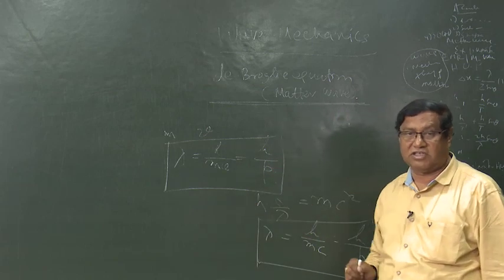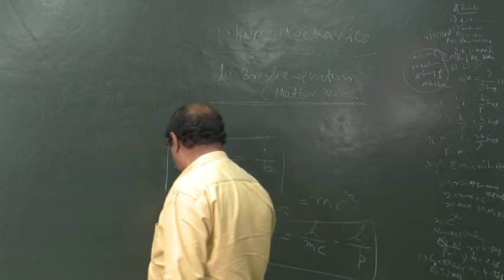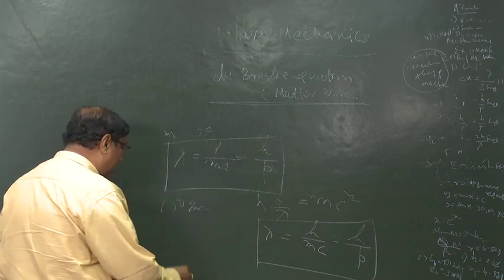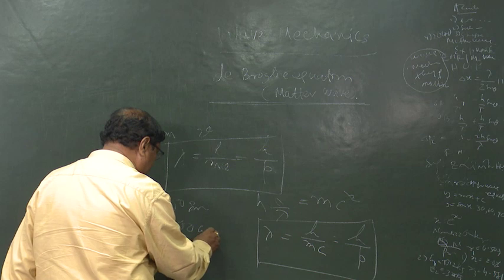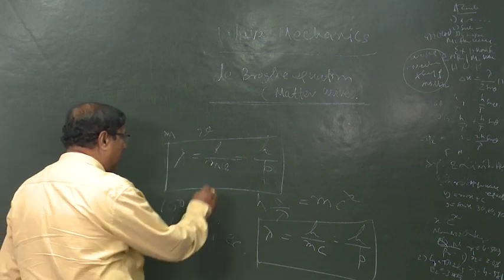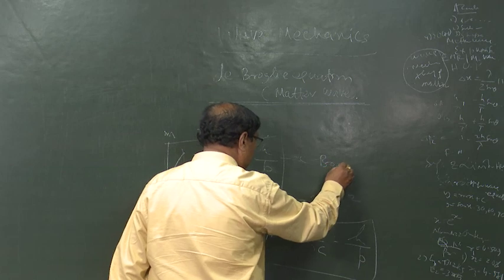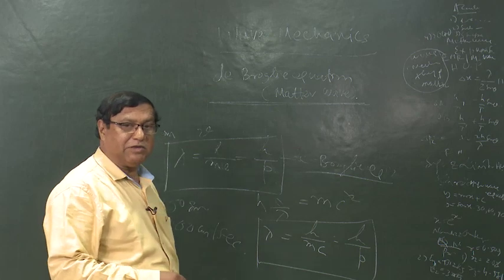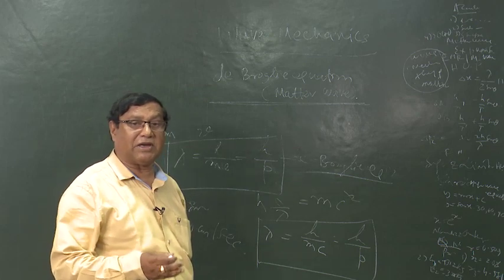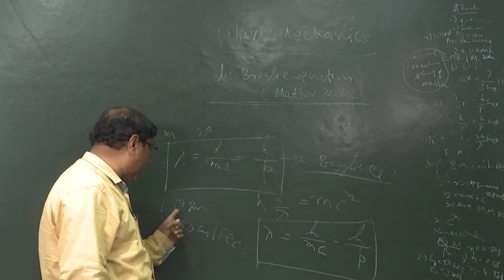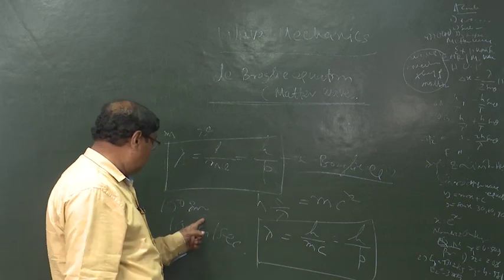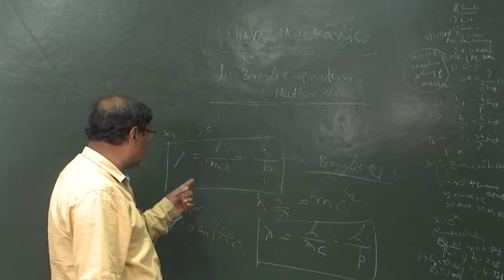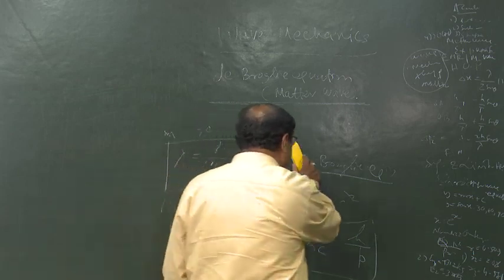For example, let us see a tennis ball. Suppose a tennis ball has a mass of 100 gram, and it is moving with a velocity of 100 centimeter per second. So, this equation is called the de Broglie equation. By using de Broglie, we can calculate the wavelength associated with a material particle. So, if a tennis ball of 100 gram is thrown and moves with a speed of 100 centimeter per second, what is the wavelength associated with it? We can calculate by using this formula. So, let us see what the value is.